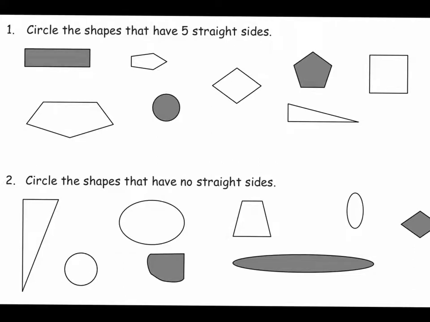So we can do some practice questions to get familiar with these shapes. Circle the shapes that have 5 straight sides. So we can start with the shapes that we know do not have 5 straight sides. Right away, we can cross out this circle.